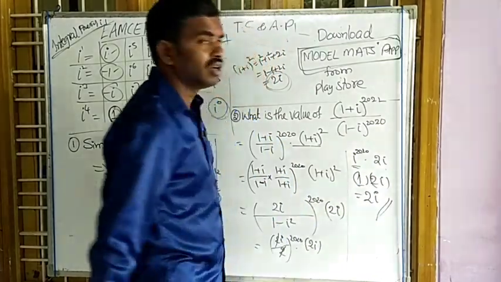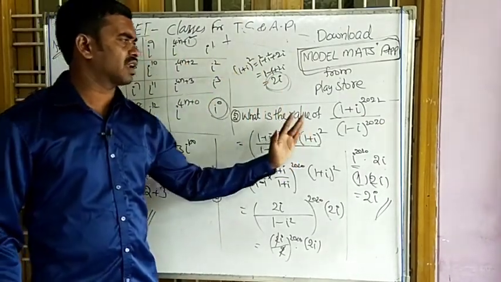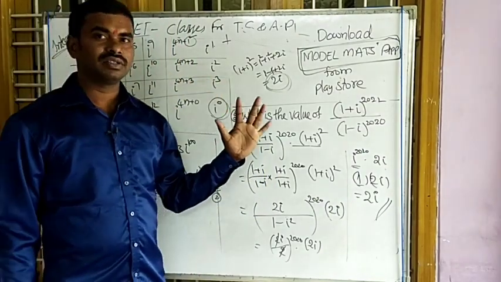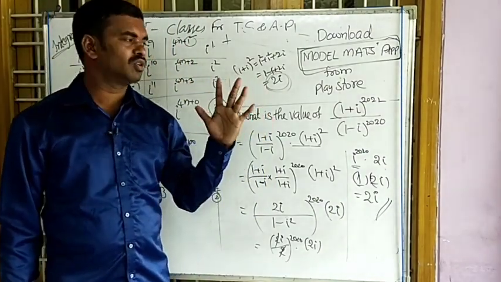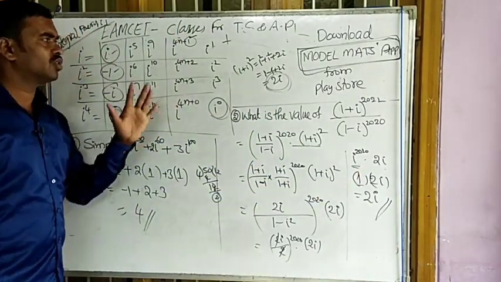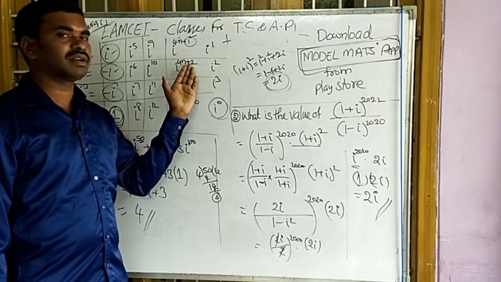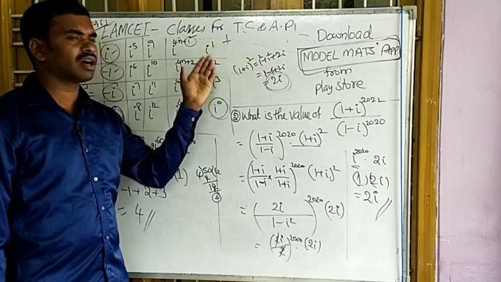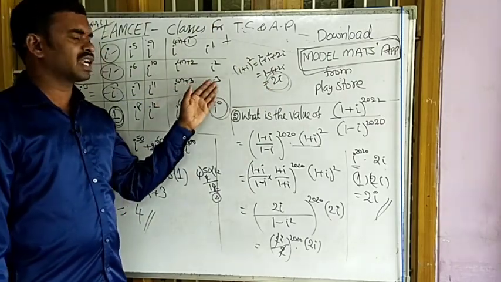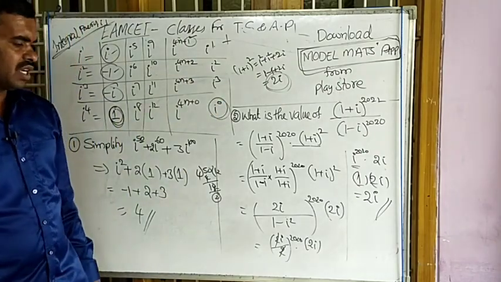So very simple, no confusion. Just divide the power by 4. If it is perfectly a 4 multiple, the answer is 1. If the remainder is 1, you write i power 1. If the remainder is 2, write i square, and then you know i square is minus 1. If the remainder is 3, you write i power 3, and then you can work out i power 3. Okay, so one more example I am taking.